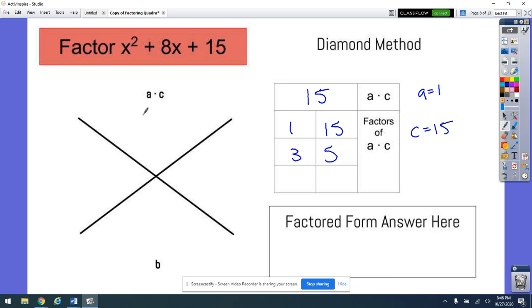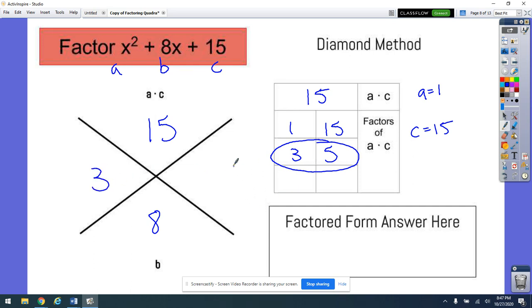The only difference is now I take that A and C number and I place it up here. What is my B number? So remember, this is A, this is B, and this is C, kind of what we're doing here. And my B number is 8. You're trying to figure out from this list what numbers can multiply to give me 15, but add or subtract to give me 8. So if I multiply these two, I get 15, but when I add or subtract these, I can't get 8. The only ones that work are these two.